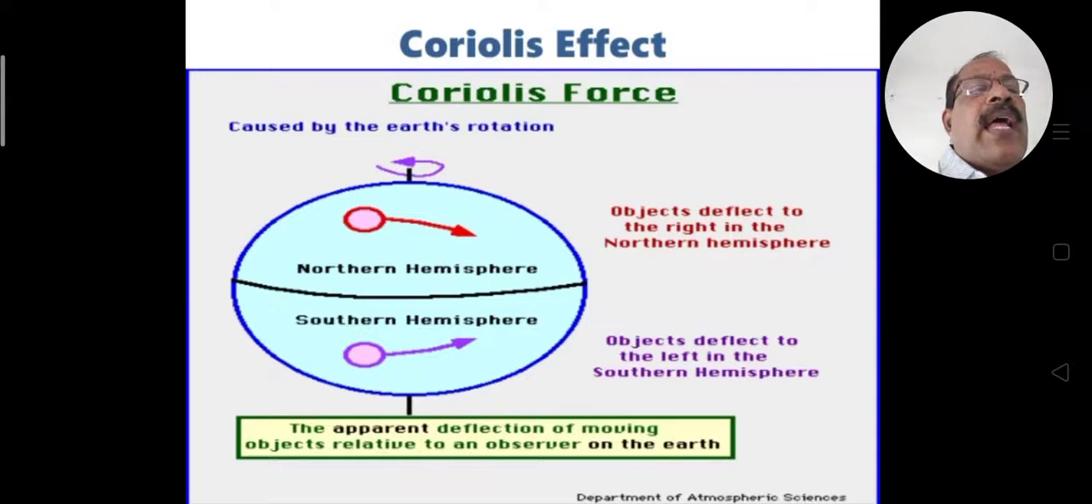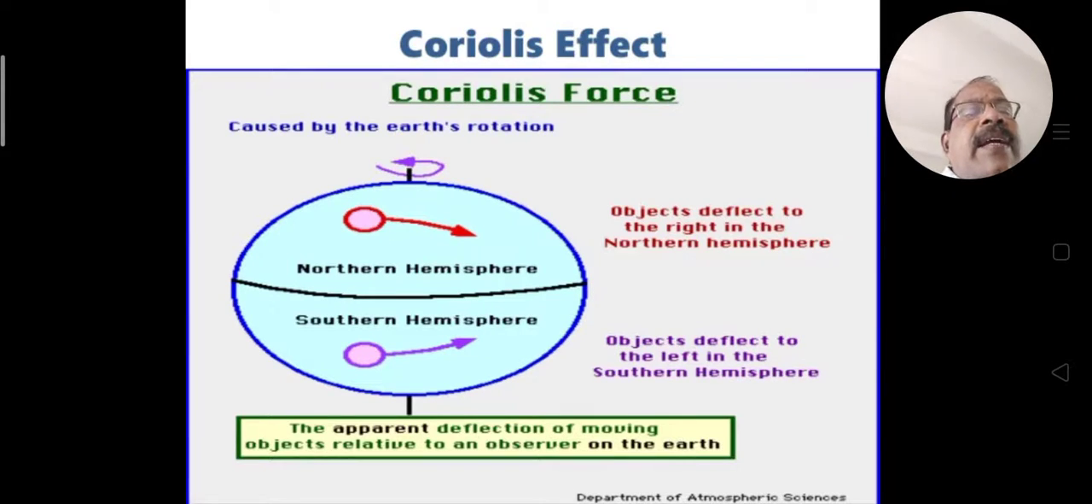We know the earth is rotating on its own axis from west to east. Due to this rotation, the Coriolis force in the northern hemisphere is in the clockwise direction, and in the southern hemisphere it is anti-clockwise, that is, to the right side in the northern hemisphere and the left side in the southern hemisphere.